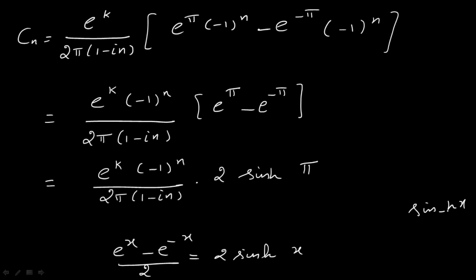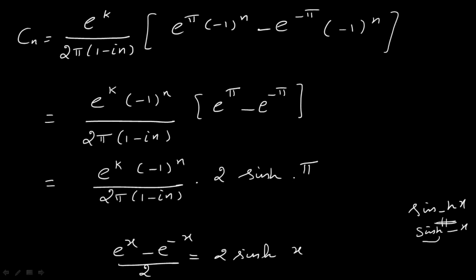Sine of x, that is a circular function. Sine h of x, this is hyperbolic. That is hyperbolic sine, and then sine x. Both of these are different, not the same. This is a hyperbolic function, that's why I write sine h.